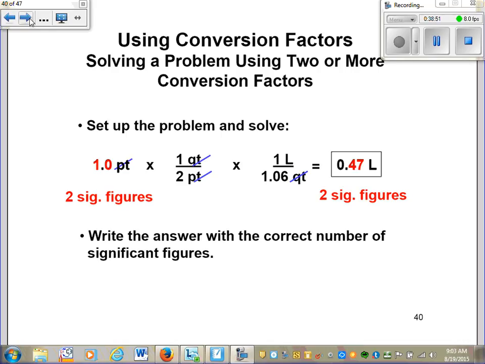We need 2 significant figures. The 1 quart over 2 pints, those are exact numbers, so they have an infinite number of significant figures. You don't use those in the calculation. 0.47 liters. So just like we did going from quarters to nickels, it's the same process. Use the labels.